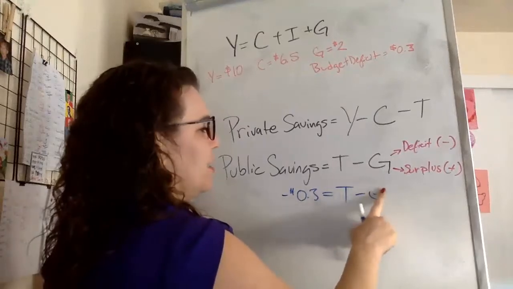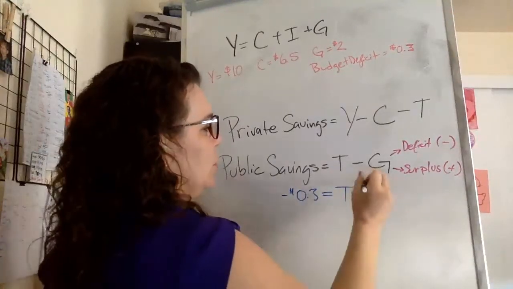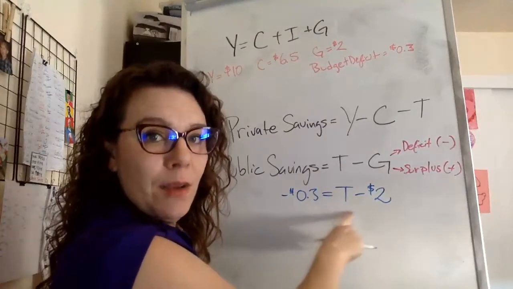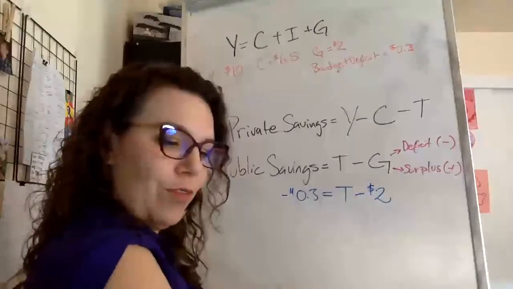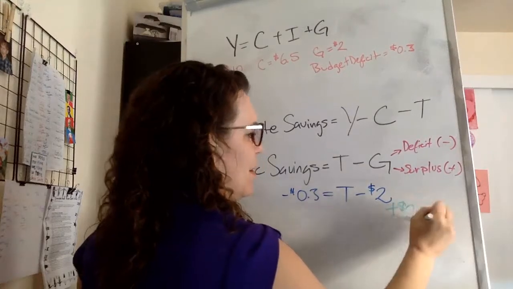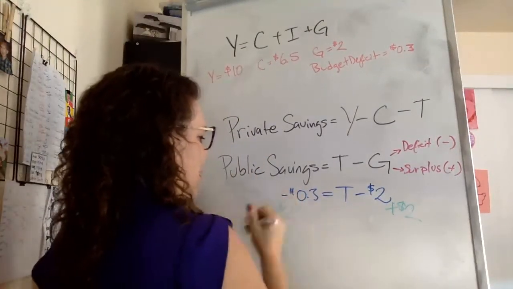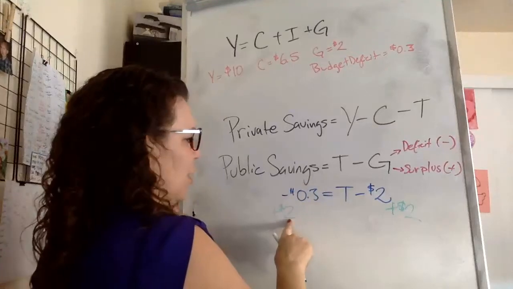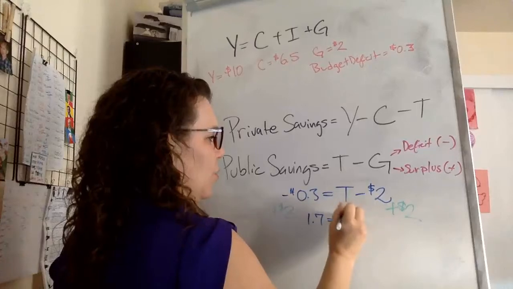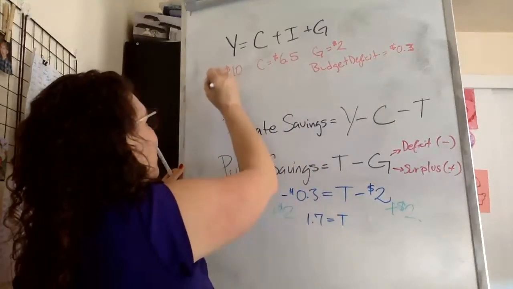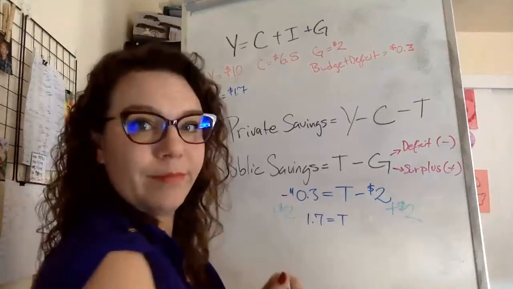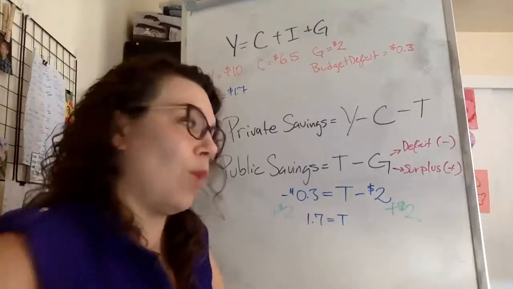So now I can insert my government spending of $2 trillion here. And now I have negative 0.3 is equal to T minus 2. I can solve this by adding $2 to each side. And so now I have $2 minus 0.3 gives me 1.7 is equal to taxes. So now I know that taxes are equal to 1.7. Cool. So far, so good. Hopefully.